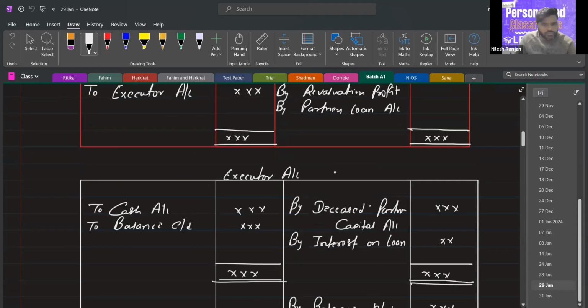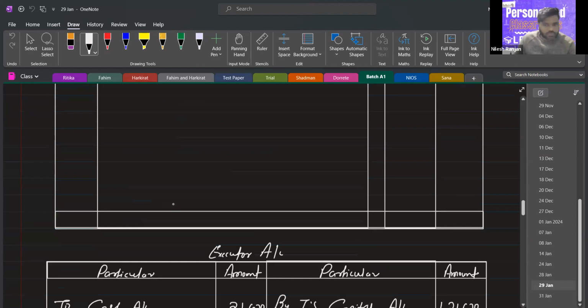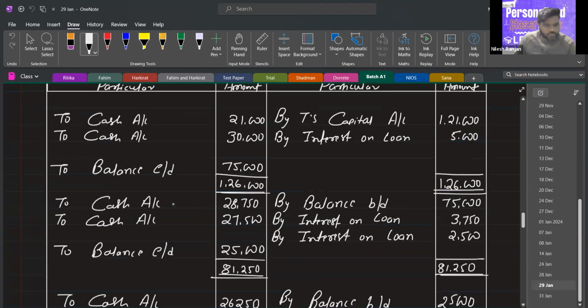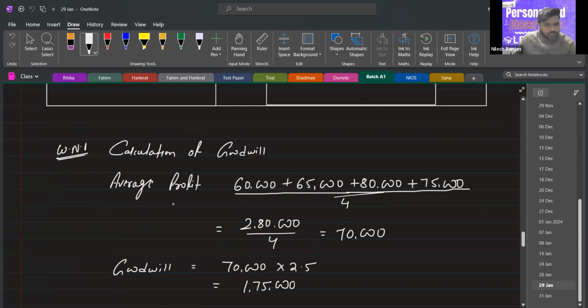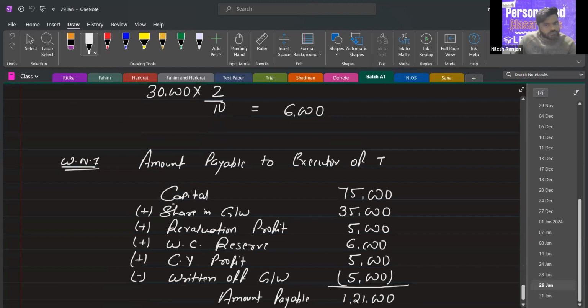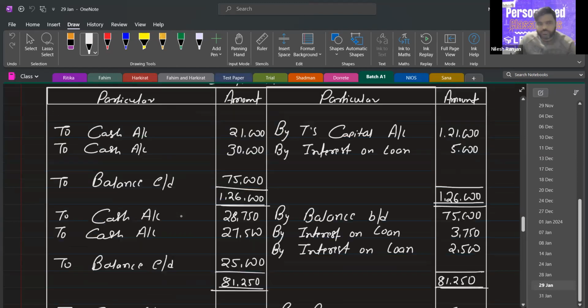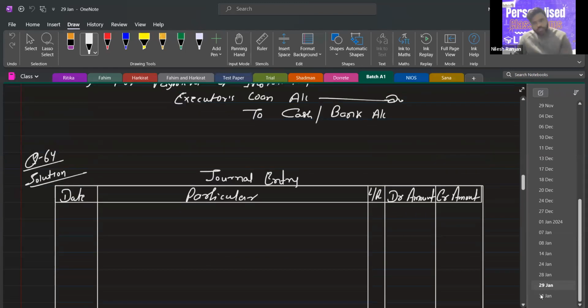Executor account format, journal entry. Question number 64. I have not completed this question. So only the journal entries were left. Okay, so journal entry we can pass. Okay, no problem. So should I solve any other question, or will you try the question and after that we will discuss? Sir, I will try the question. If I have doubt, we can discuss after.